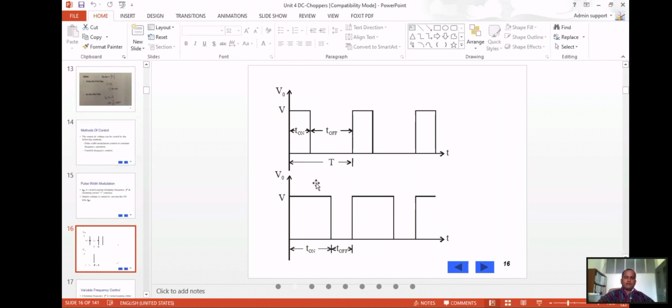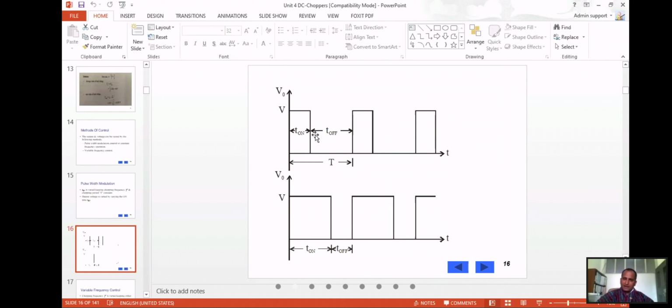If you see here, these are two different types of control. The total time period T is remaining constant. Just to give you a comparative study of what pulse width modulation is: your total time period T is kept constant, but you're changing the on time. Here the on time is less than half of the total time period T, and in this case T on is more than half of the total time period T.